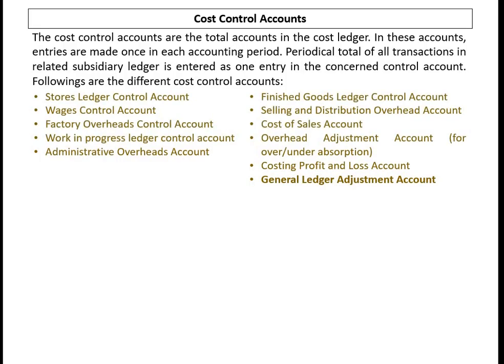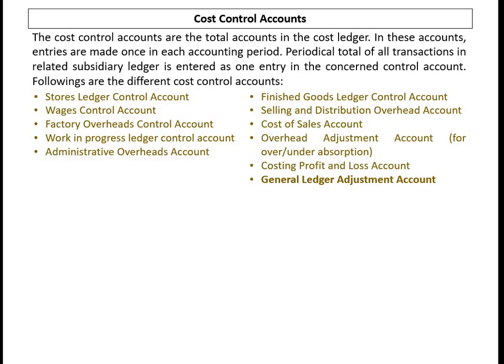So these are some synopsis of what different cost control accounts we prepare under non-integrated accounting system. One is store ledger control, wages control account, factory overheads control account. Let me briefly explain all these accounts with one example each. Under stores ledger control account, you see whatever the material you purchase is recorded on one side.